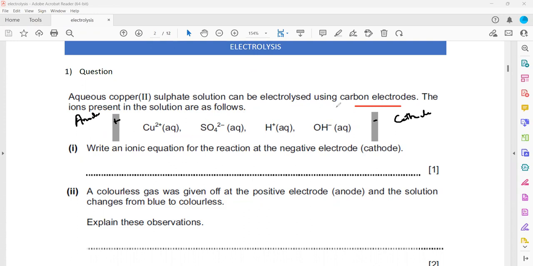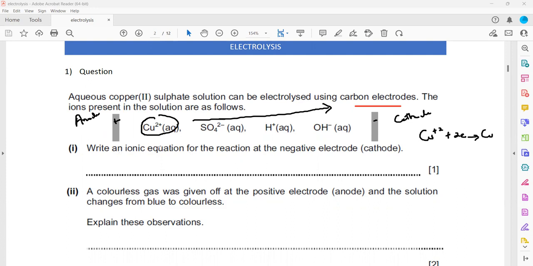So positive ions are attracted towards the cathode. Which positive ion will move? Always the less reactive positive ion will move. When we check the reactivity, copper is less reactive, so in this case the copper will move. When this copper ion moves towards the cathode, what will be the equation at the negative electrode? The copper ions will take 2 electrons and turn into a copper atom.